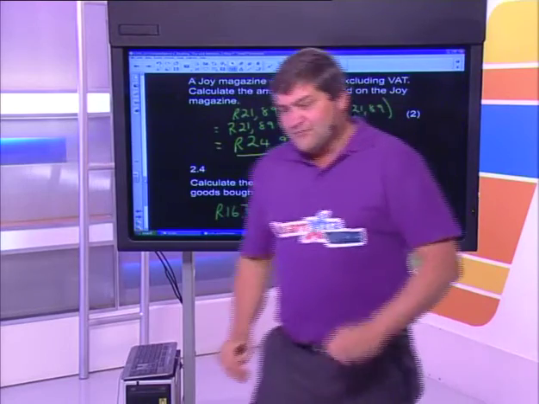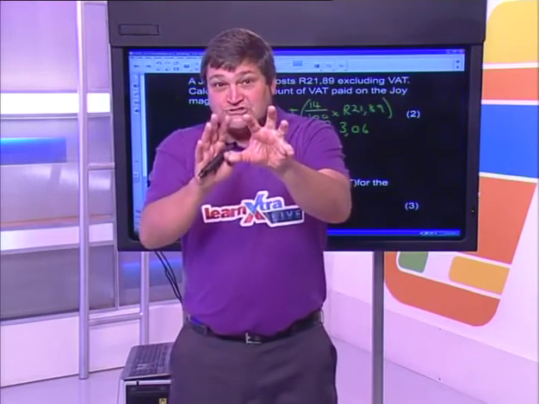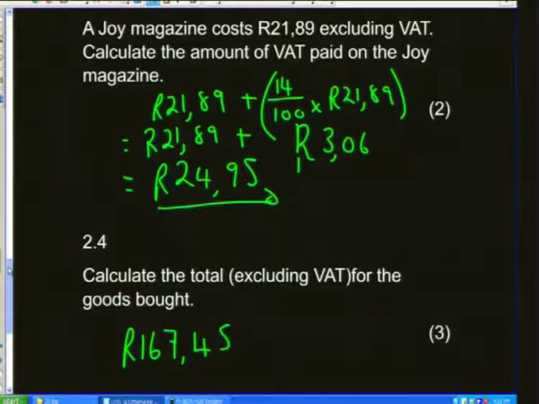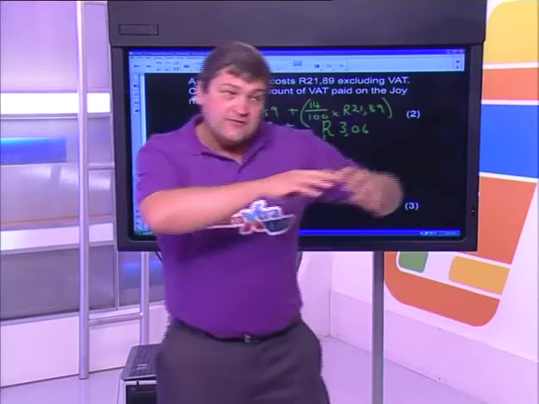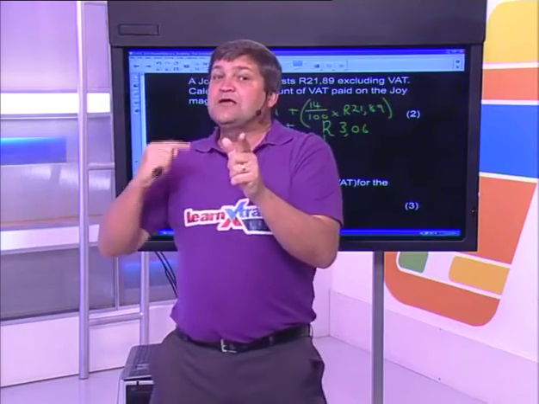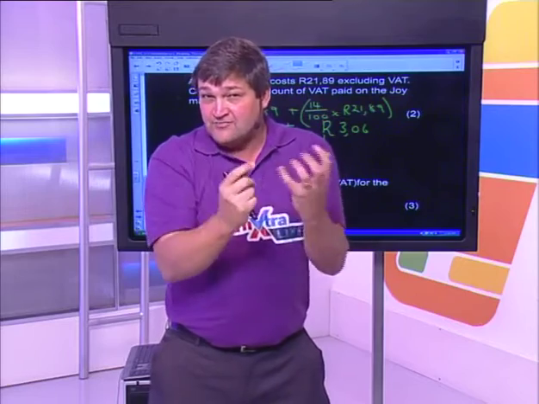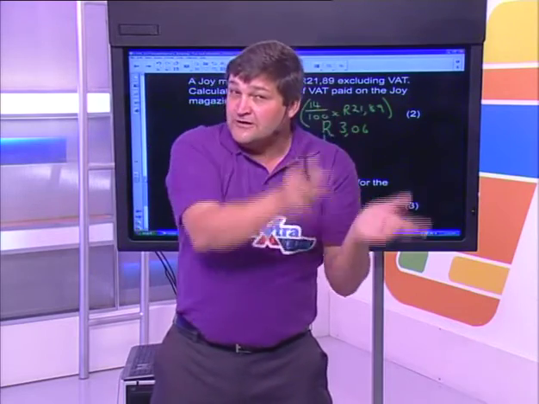We're getting sidetracked here. All right, so just before the break, we looked at this wonderful question where it said a Joy magazine costs 21 Rand 89, excluding VAT. Okay, and I did this in a specific way where we took the price of the magazine and then found 14% of that price and then added the two together and got a final price. There's another way to do it, and I'm going to show you this way because I know the very next question. Okay, and this other method might help us solve the next question.